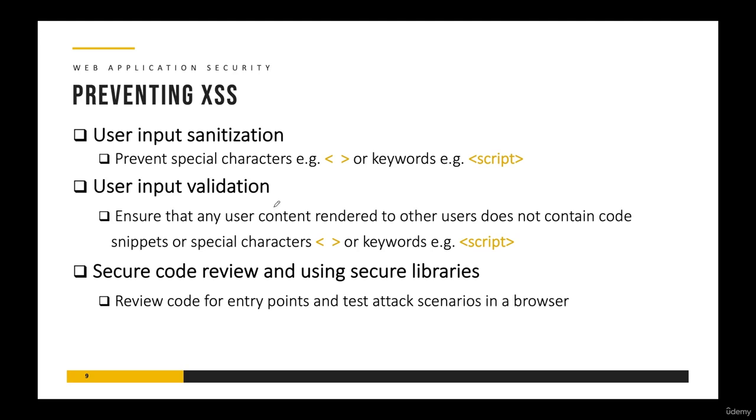Another nice technique is to use secure code reviews and using secure libraries. So basically, companies should always ensure that they have secure code review processes which check for entry points and test attack scenarios. So this is just like use case testing. So basically, we try different scenarios which can be exploited by possible attackers. We should also strive to use secure coding libraries such as OWASP-J.